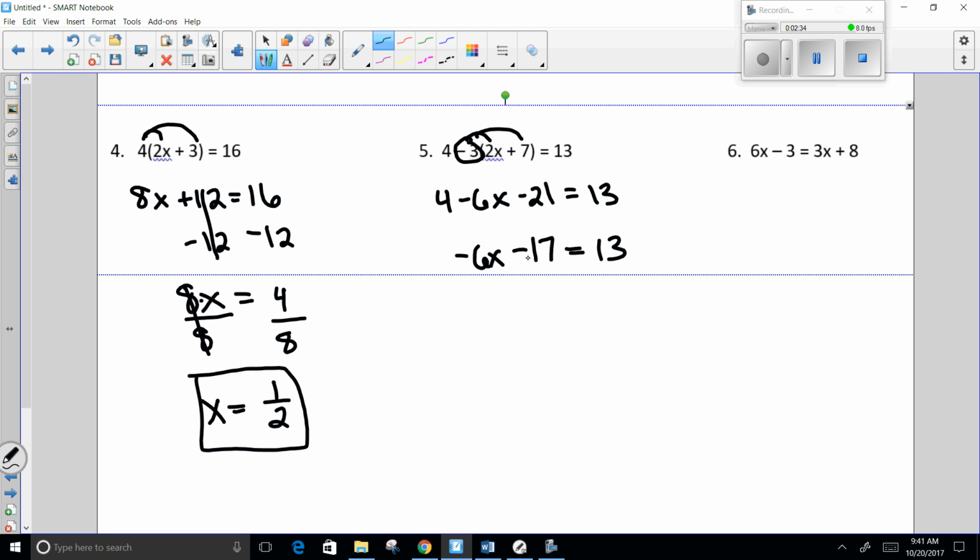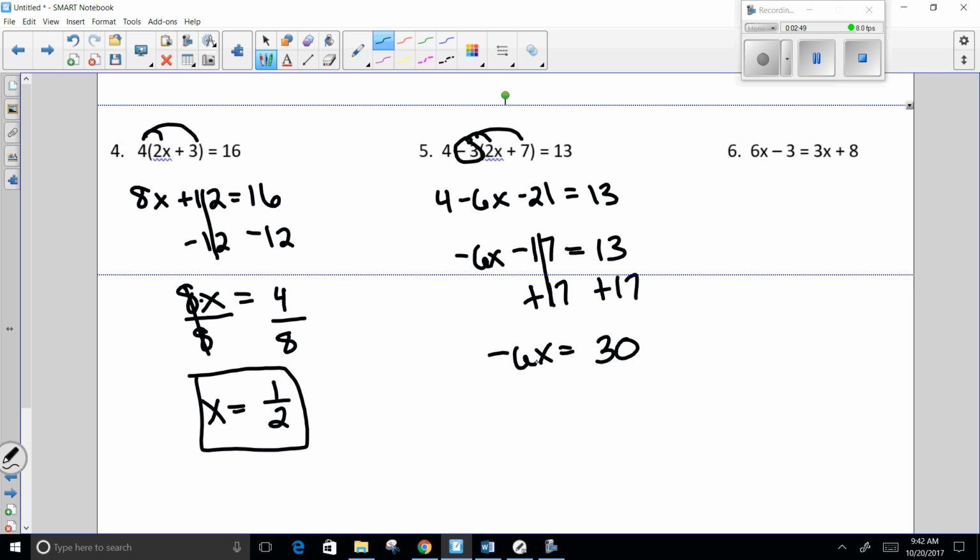Now this is a two-step equation. I need to get the 17 to move to the other side. So I add 17 to both sides to get rid of the minus 17. That goes to 0, and you get negative 6x equals 13 plus 17, which is 30.